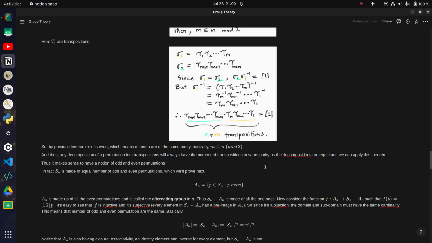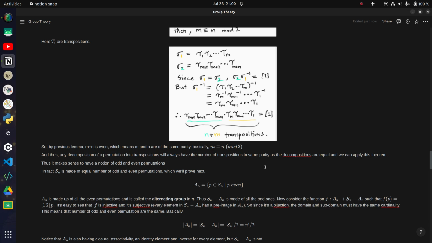Now consider the function that goes from A_n to S_n minus A_n such that the function is basically just applying the transposition (1 2) on the permutation that you pass in the function. It's easy to see that f is a bijection, right, with the inverse being itself. So first of all, it's an involution, and then it's injective, pretty easy to see that. It's also surjective because you can always find a pre-image, just apply (1 2) and you got it.